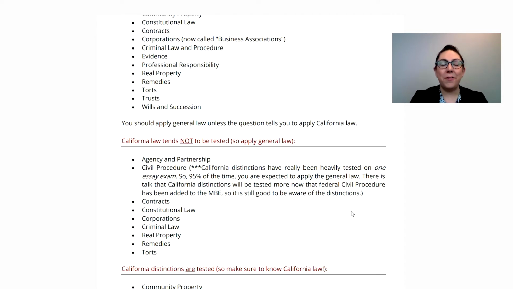Now you'll notice that civil procedure here has an asterisk. Technically, California civil procedure is testable. So you are expected to be able to discuss both the federal rules of civil procedure and California's rules of civil procedure. And there are some distinctions here. But to date, they have only tested those California rules one time. So thinking about what is highly tested, the federal rules of civil procedure are highly tested. So these topics, we tend to not see them test California specific law.